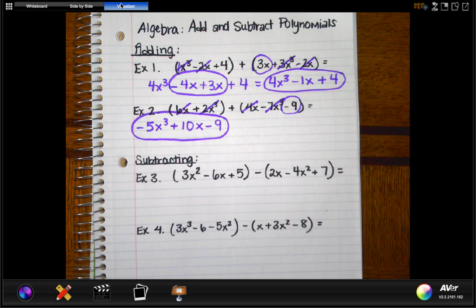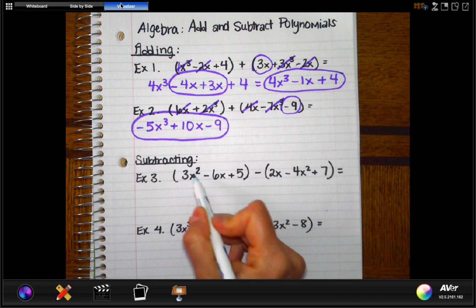Now, subtracting is a little more difficult, especially if you're not super good with your integers, adding and subtracting integers. So if you need to, please check in your calculators or on your online calculator to make sure you're doing this correctly. The order matters in subtraction because if I subtract the wrong way, I'm going to get a negative where I shouldn't or a positive where I shouldn't. So I'm still going to look for the highest degree.